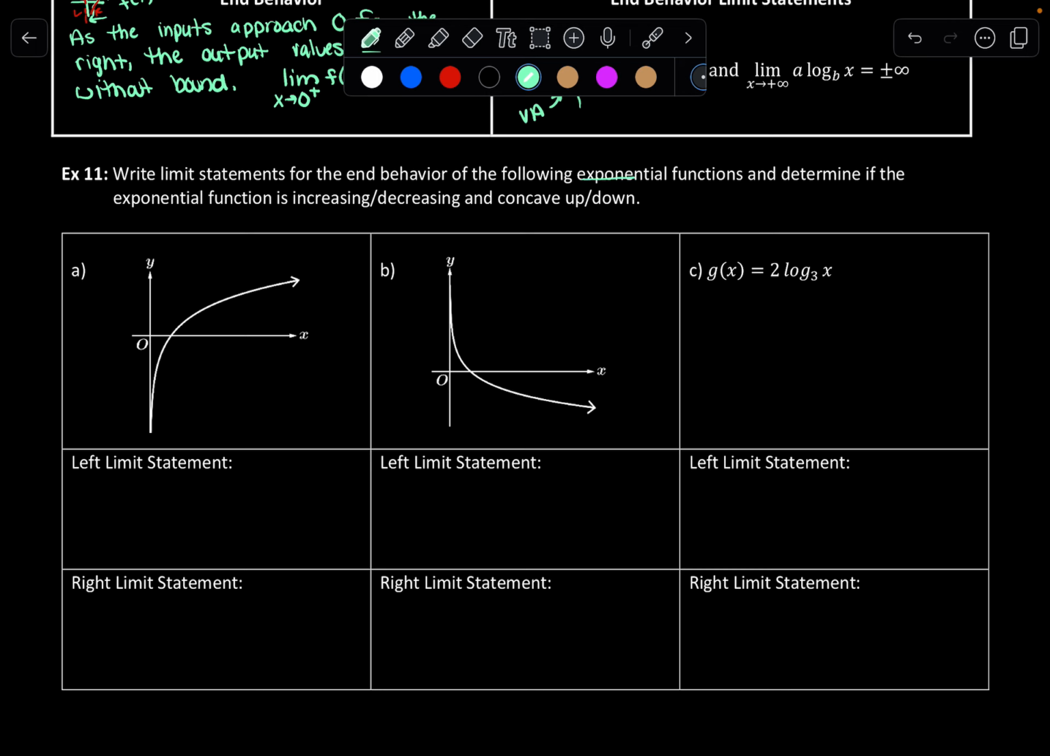So that should say log, not exponential. Sorry about that typo. I did not catch that in class. I don't think anybody else did either. We don't read instructions well.